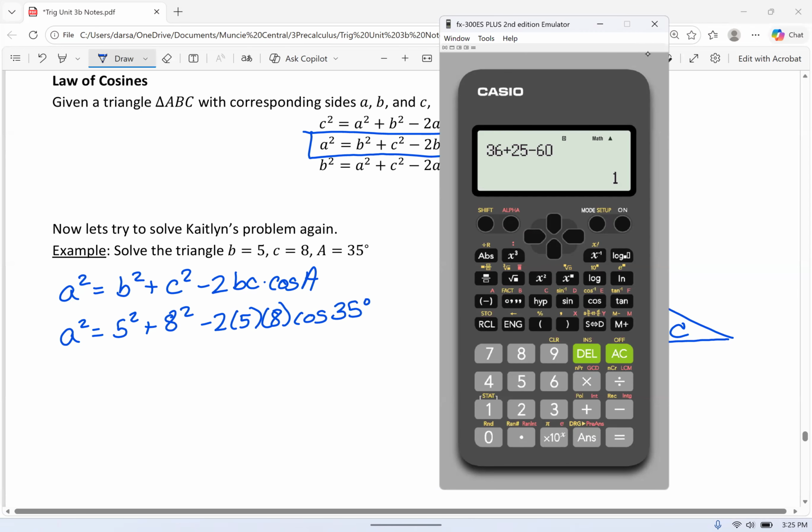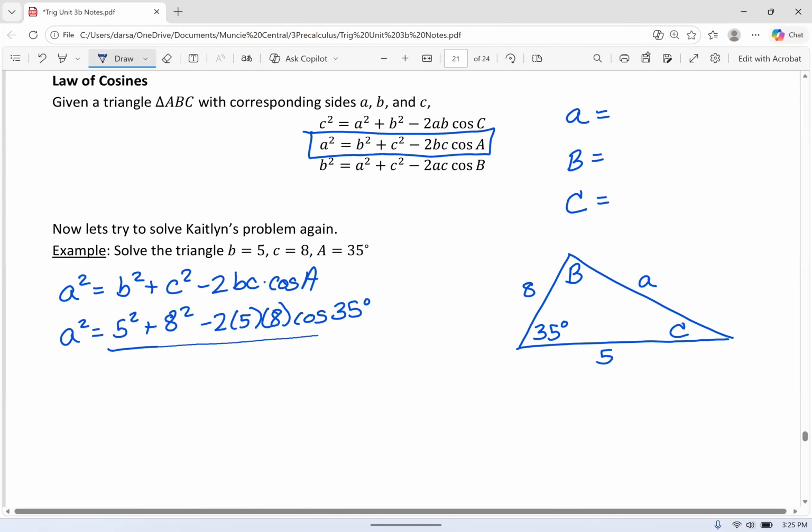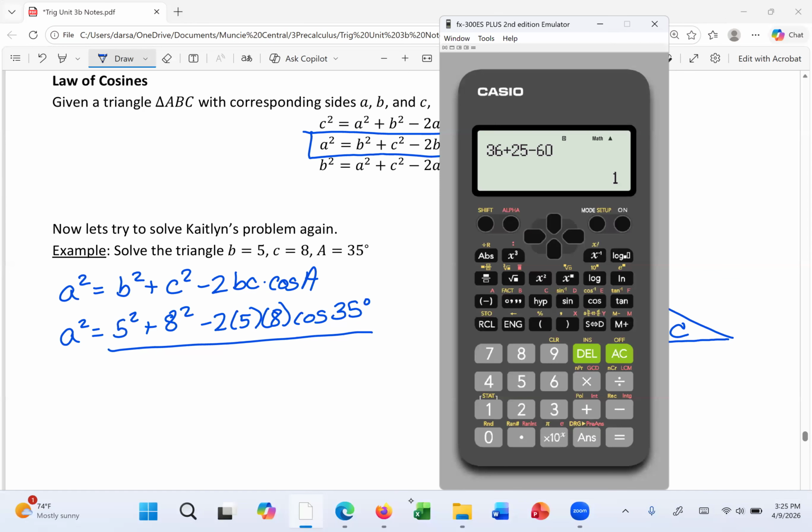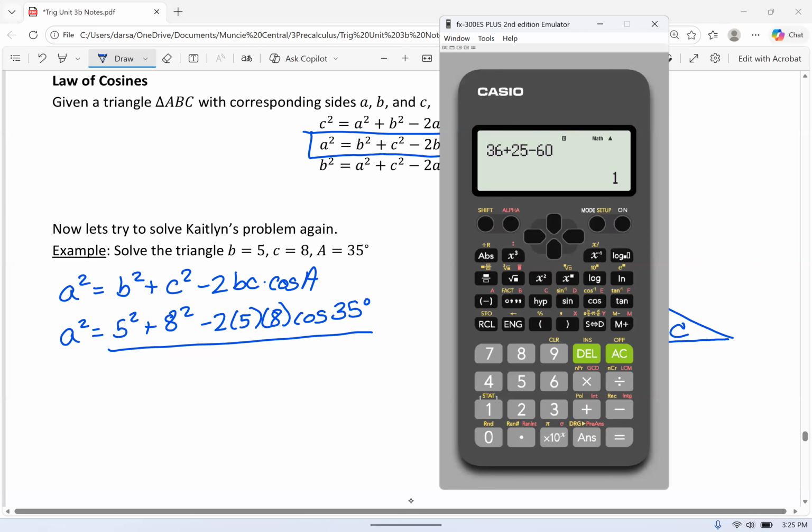So at this point, what I want you to do is take this right-hand side and type it into your calculator exactly as you see it. Well, almost exactly. Sometimes calculators don't like when you use parentheses, so use times signs: 2 times 5 times 8 cosine 35, and that might work a little better and avoid a few errors. So 5 squared plus 8 squared minus 2 times 5 times 8 cosine of 35 degrees. Don't forget to close that.